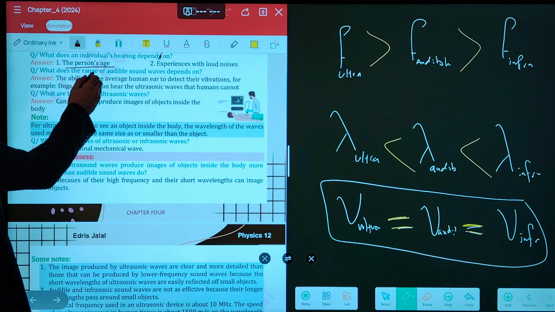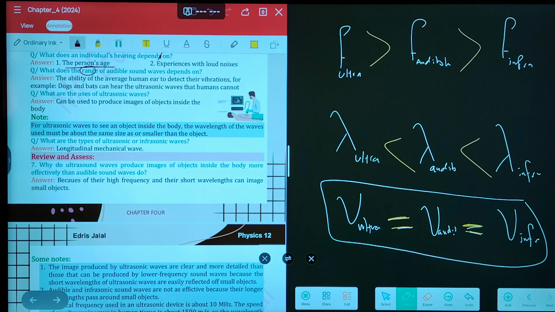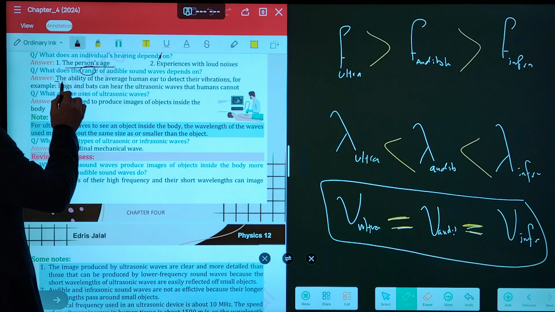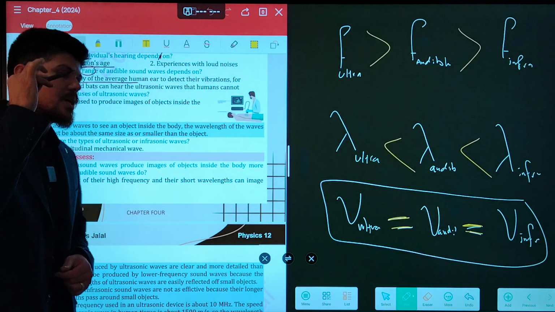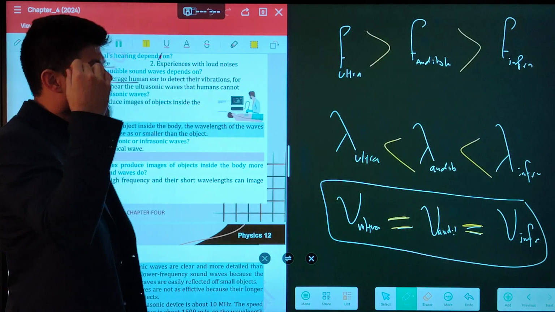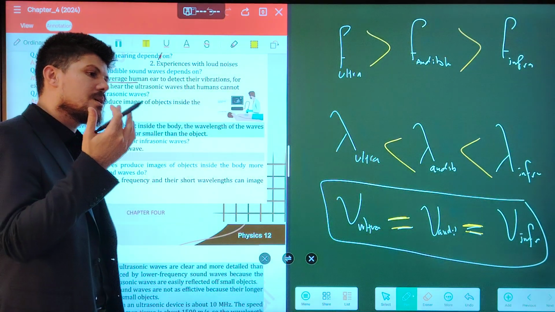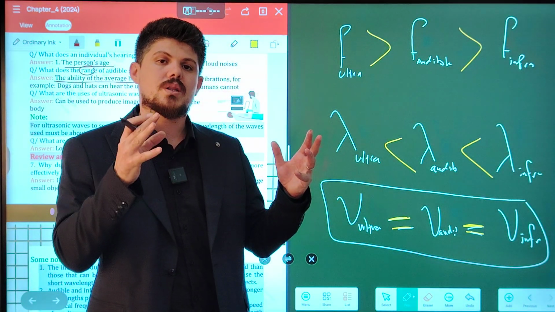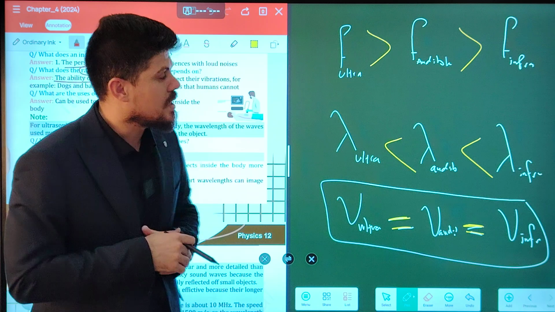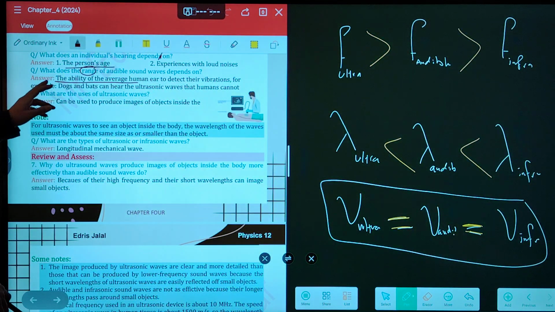Guys, this question is different from the previous question. What does the range of audible sound wave depend on? The range depends on the ability of the average human ear to detect vibrations. If the human ear can detect this vibration, we can hear this sound. Which types of sound can we detect? Audible sound, between 20 and 20,000 hertz. For example, dogs and bats can hear ultrasonic waves. Why? Because they can detect this huge frequency, but humans cannot.